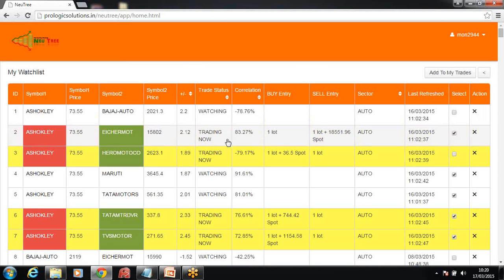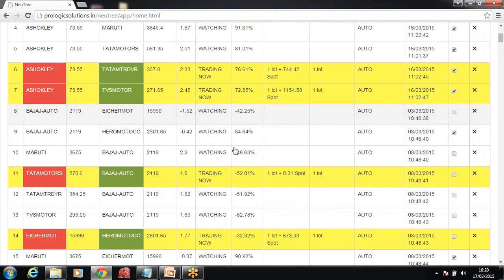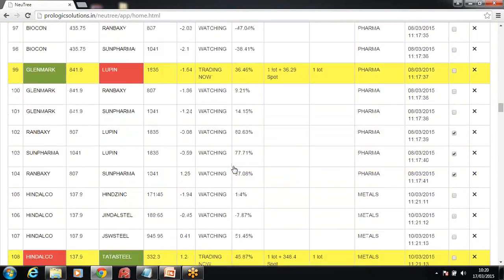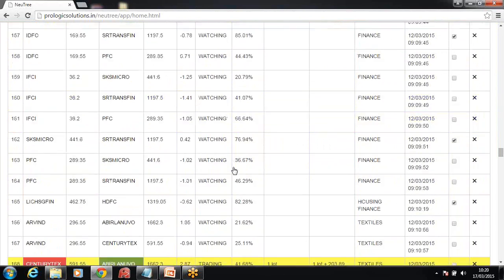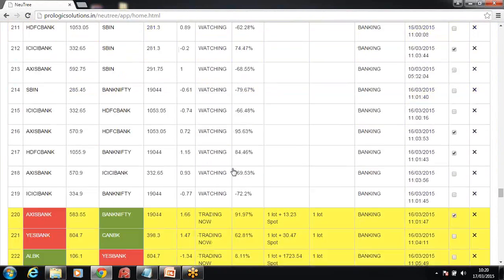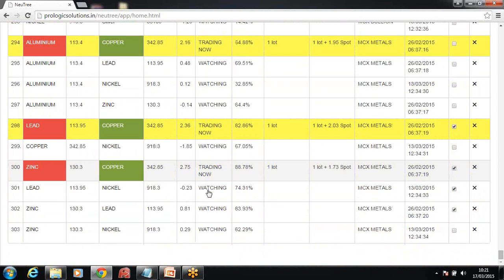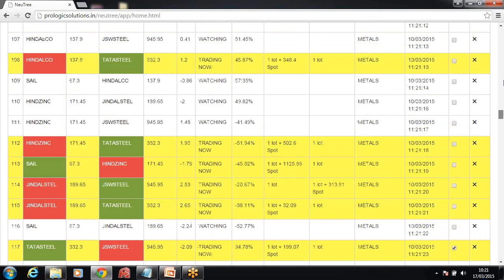And what does my watch list look like? We have these many trades. So roughly around 303 pairs we have. That is more than 1 year of trading days. So these are some of the trades I will just show you.